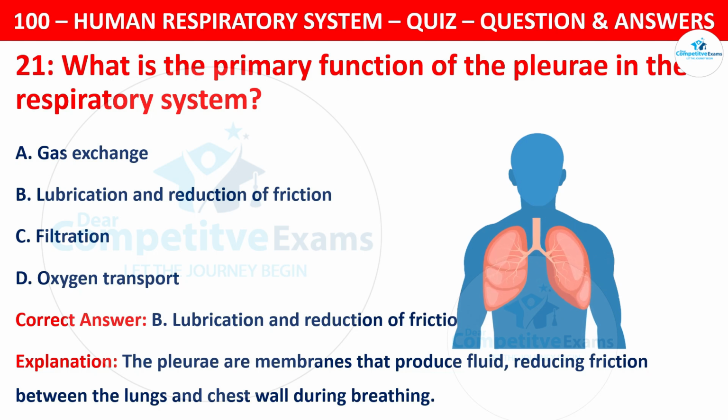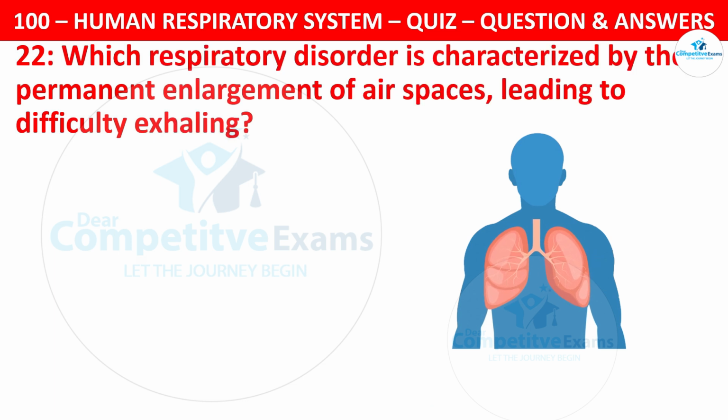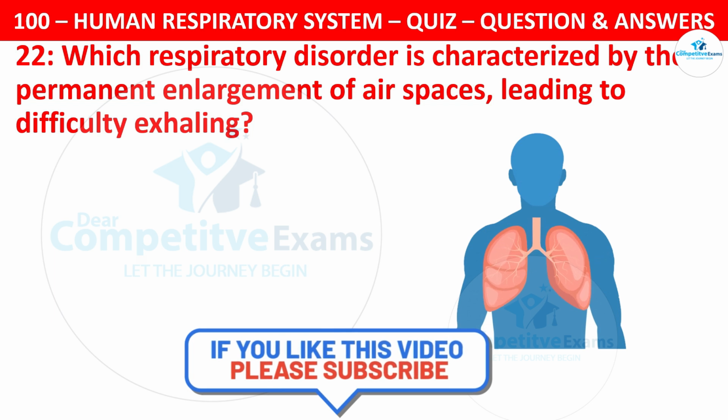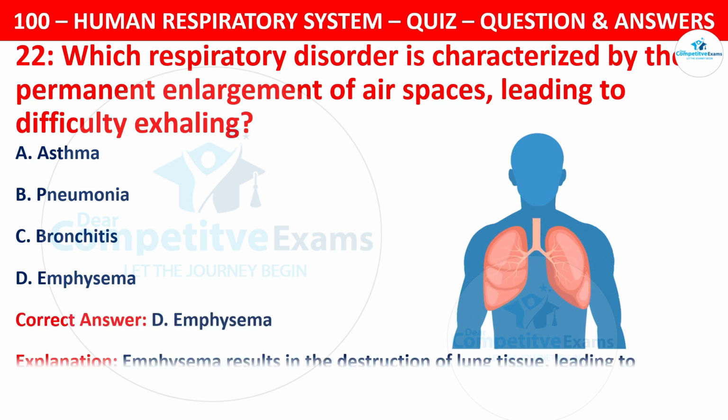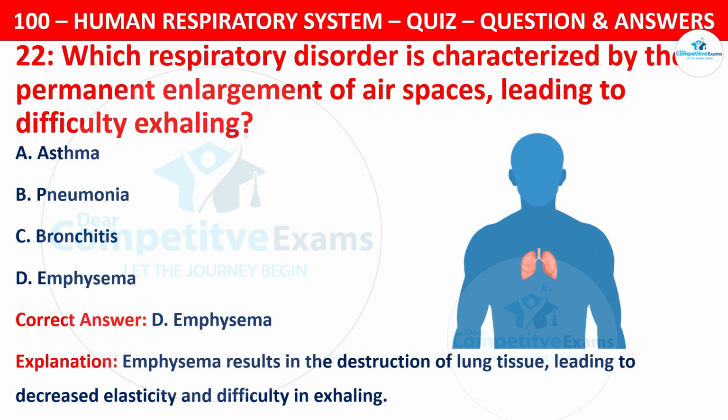Question number 22. Which respiratory disorder is characterized by the permanent enlargement of air spaces, leading to difficulty exhaling? Your options are asthma, pneumonia, bronchitis, or emphysema. The correct answer is D, that is emphysema. Emphysema results in the destruction of lung tissue, leading to decreased elasticity and difficulty in exhaling.